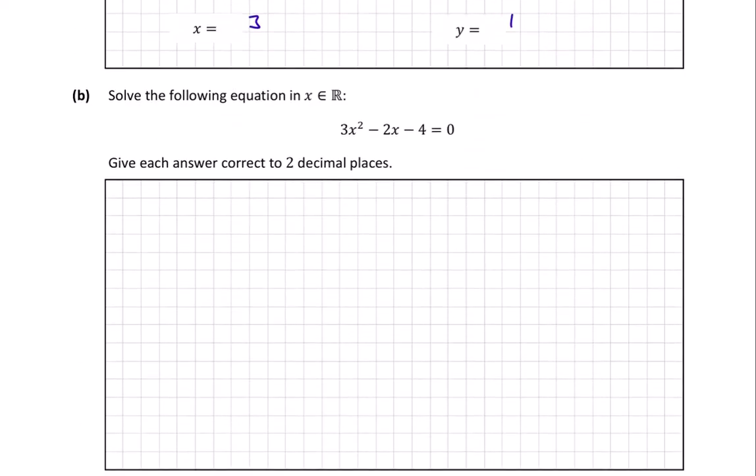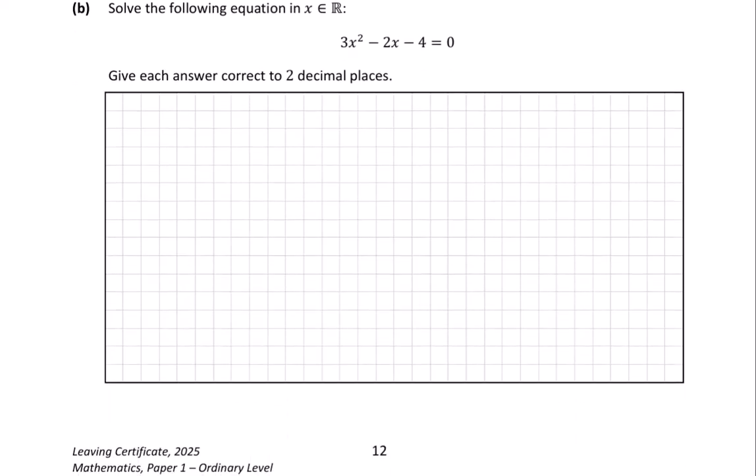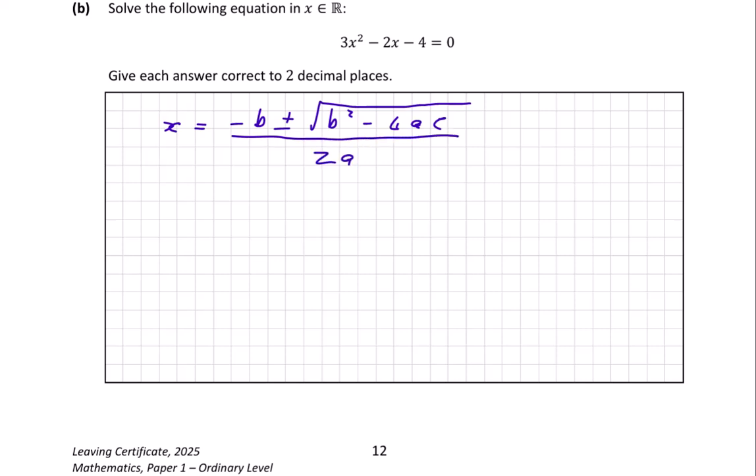Okay, next question then. Solve the following equation. Give your answer correct to 2 decimal places. Now, when it says give your answer correct to 2 decimal places for a quadratic expression, it means really you've got to use the minus b formula, the quadratic formula. So I'm going to just write it down first. It's minus b plus or minus the square root of b squared minus 4ac all over 2a. So if you write down a, b, and c as well. a is the coefficient of the x squared, which is 3. b is the coefficient of the x, which is minus 2. And c is the number independent of x with no x attached to it, which is minus 4.